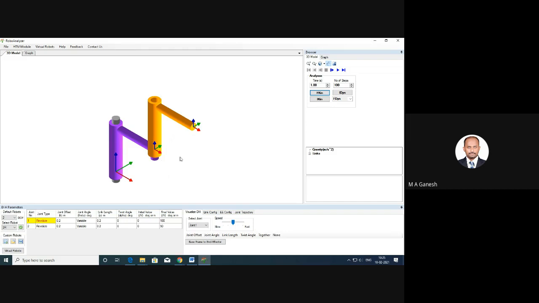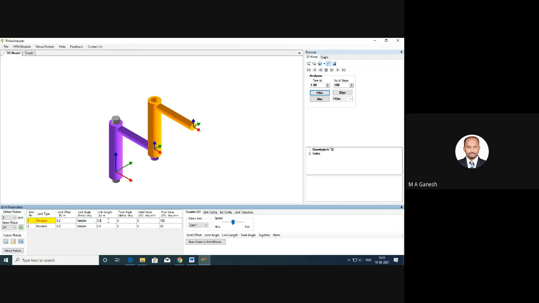So link length, you can see here link length. So this is a joint. This bar is completely a joint. This bar is completely another joint. In the joint, how we are connecting is using this link. So this is link number 1. And this is link number 2.